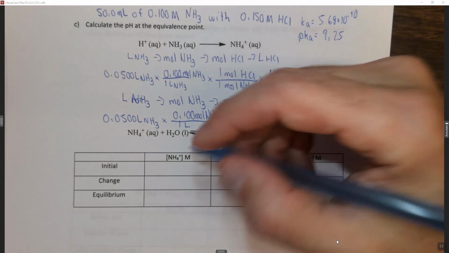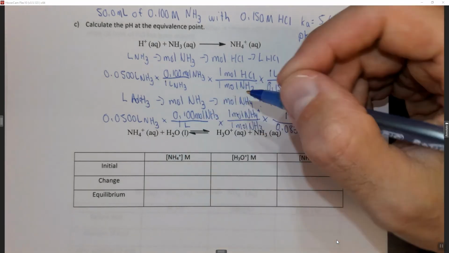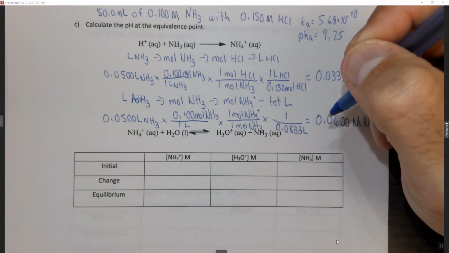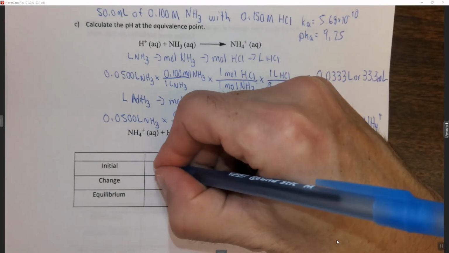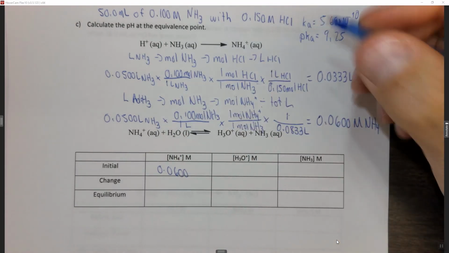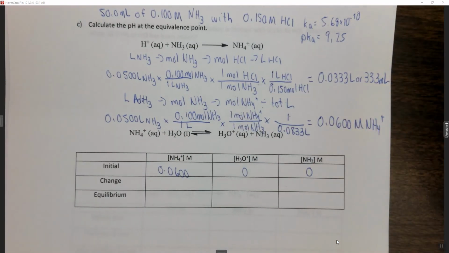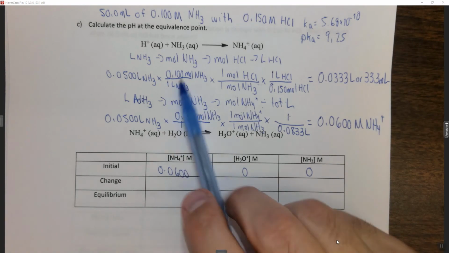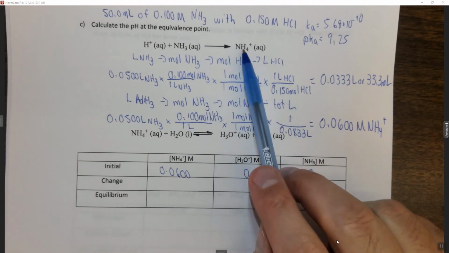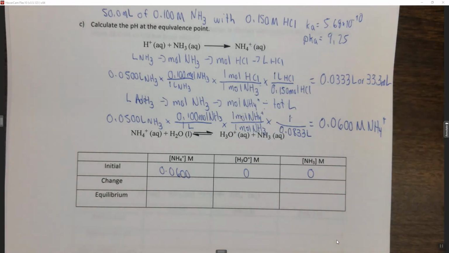So specifically, we're going to use the NH4 plus, which is going to be 0.0600 molar. The initial concentration of H3O plus is 0, and the initial concentration of NH3 is 0. Remember, we're now ignoring this previous reaction because we've turned it all into this. So all we have is this in solution and this interacting with water. This has all been neutralized.